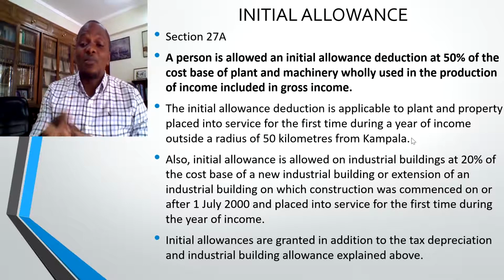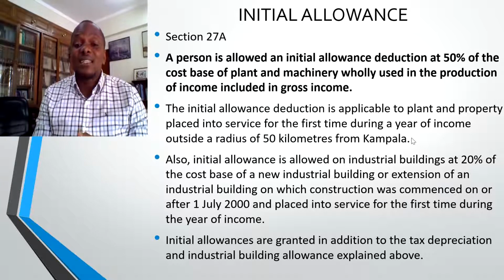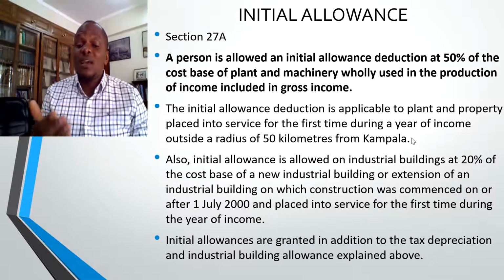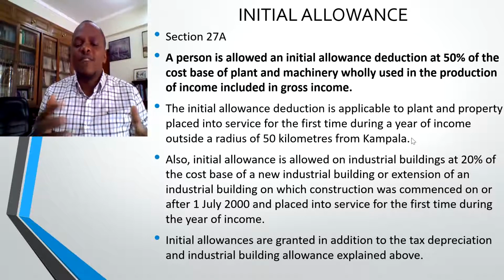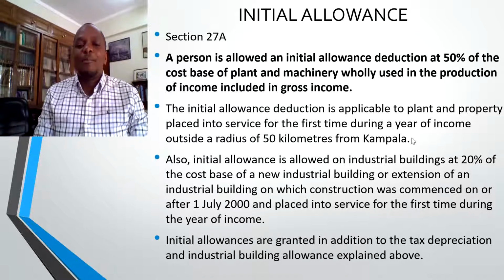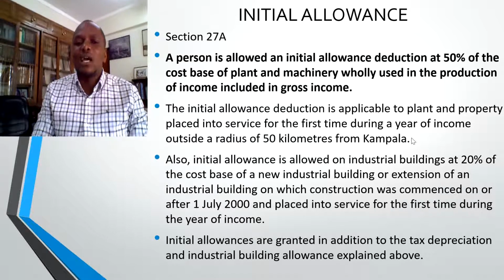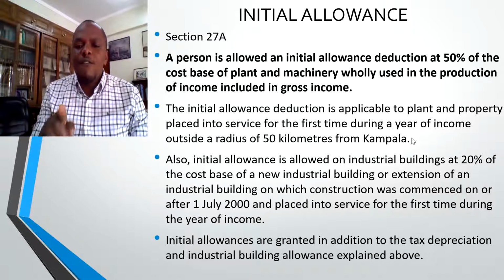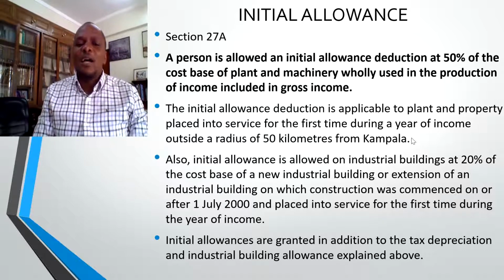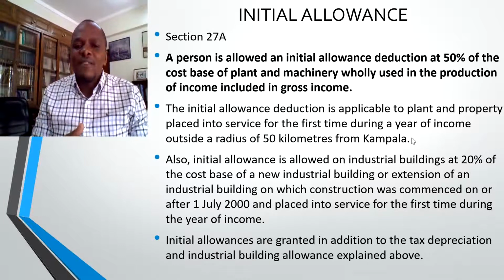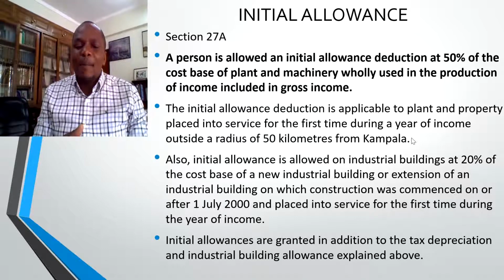I think the taxman had a rationale for setting that requirement. I believe they wanted to encourage industrialization and building factories in places outside Kampala to avoid the congestion within the capital city. So you can claim that allowance only if you conform with that: you are placing a plant into service for the first time during that year of income, and you are in a radius of at least 50 kilometers outside Kampala.